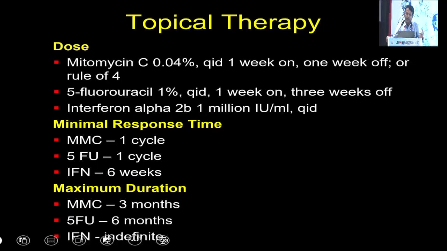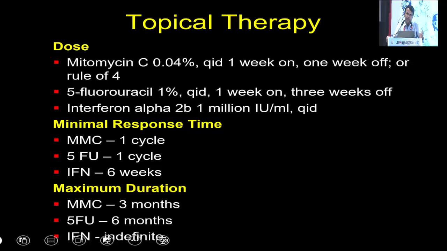In 5-fluorouracil, it is a 1% drop. It comes as 5%, so you dilute it and make it 1%. QID, 1 week on and 3 weeks off. That is one cycle. In interferon alpha 2b, it is 1 million international units per ml. It comes as 3 or 5 million international units. You simply dilute it using any tear substitute, make it 1 million international units and dispense it. The patient uses it QID and never stops until you tell the patient to stop.